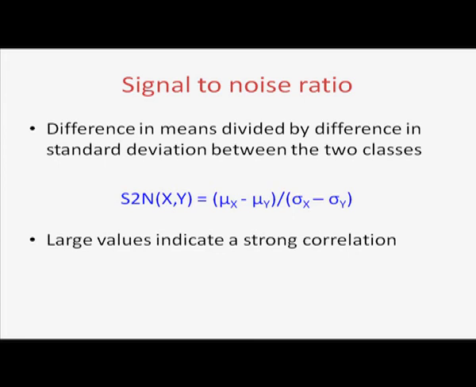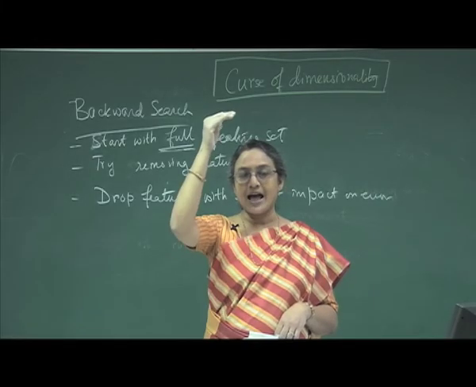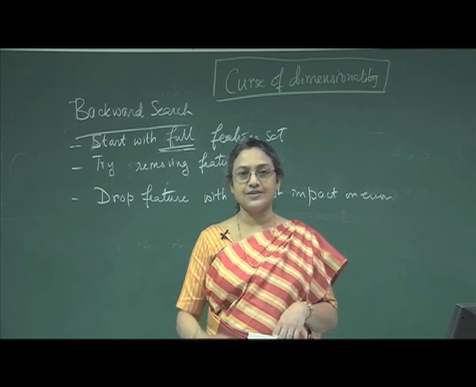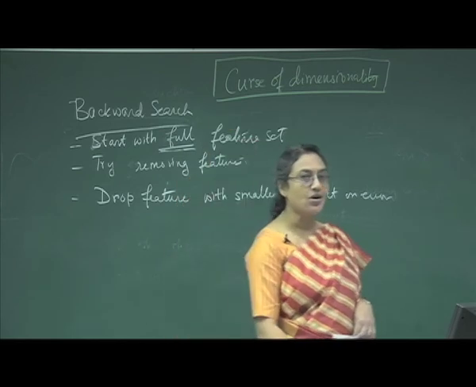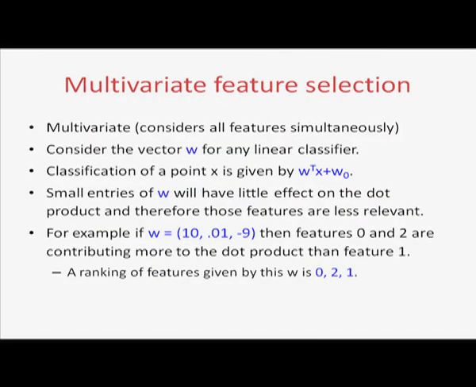I'll just briefly mention another method called signal to noise ratio, which measures the difference in means divided by the difference in standard deviation between the two classes. The formula is mu x minus mu y divided by sigma x minus sigma y, and large values indicate a strong correlation. So for every feature you can find the value of SNR with y, then sort them according to this value and select the largest values, or those values which are above a cutoff.